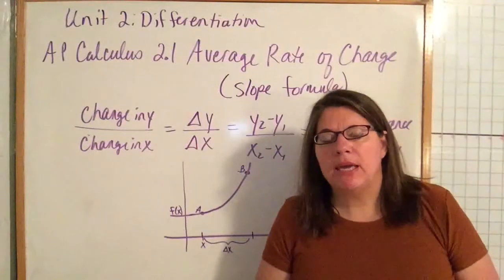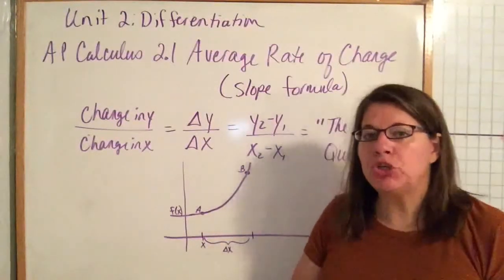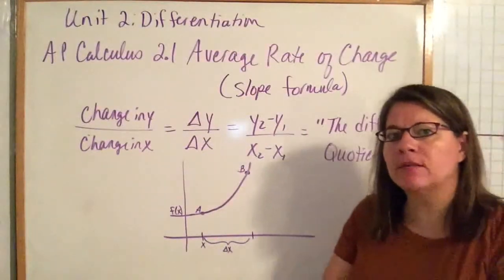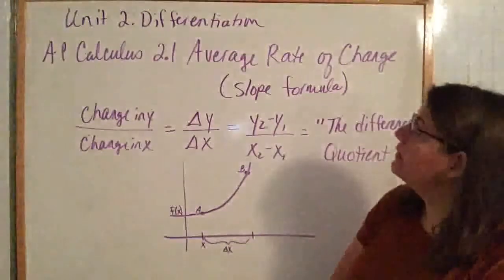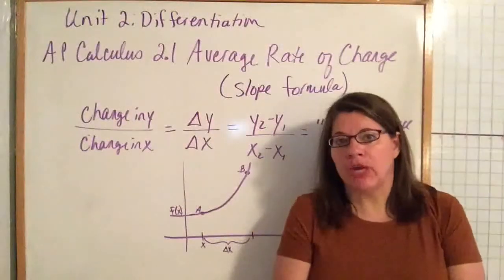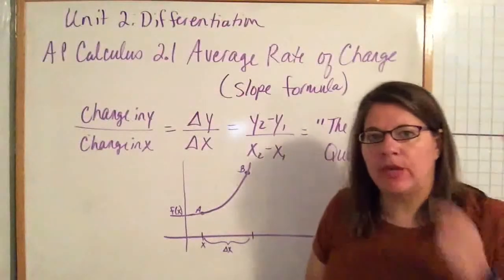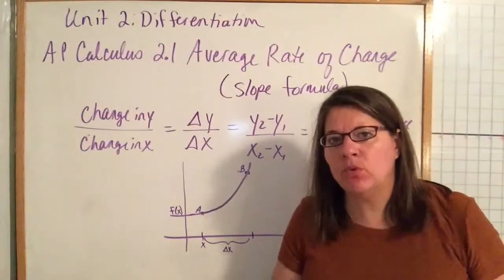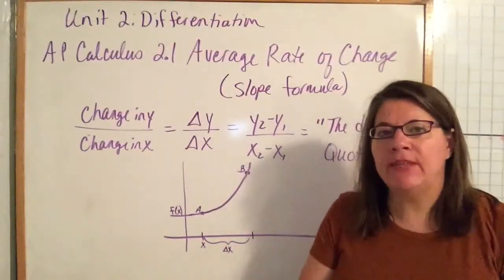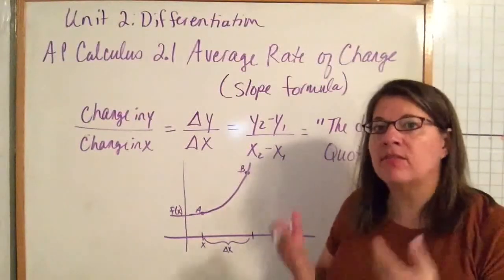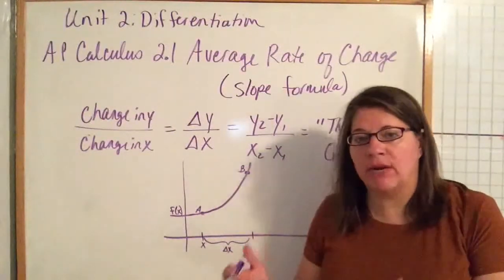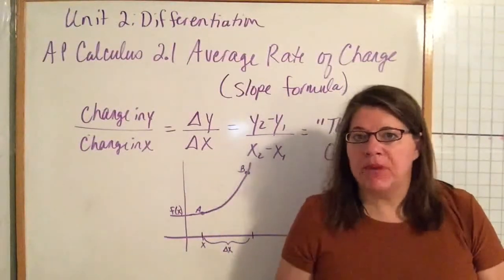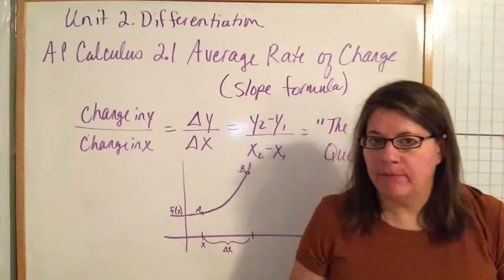This is AP Calculus. We're starting Unit 2 today, which is on differentiation. This section is 2.1, and this is on average rate of change. With this section, the main thing you need to realize is that if your directions tell you to find the average rate of change within some function f or g of x, whatever it is, average rate of change is essentially the slope formula.